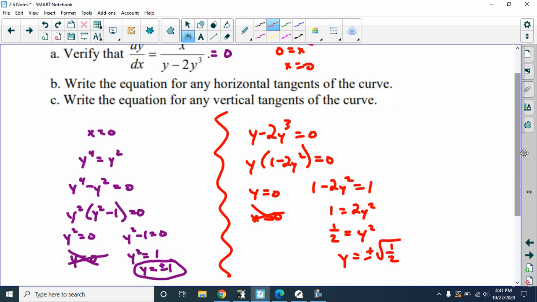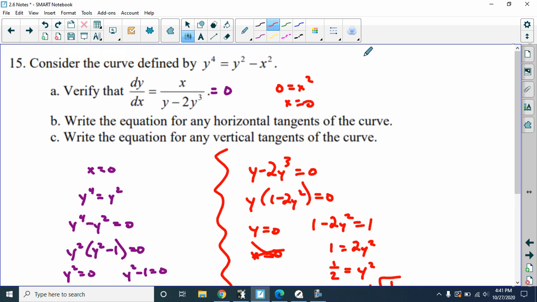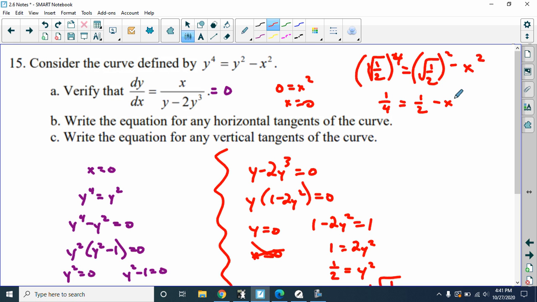And then plug in this. So square root of 1/2. So if I plug that in, square root of 1/2 to the 4th equals square root of 1/2 squared minus x squared. So if I square this, it cancels, and then square it again gives me 1/4. One half minus 1/4 is 1/4. We get x equals plus or minus 1/2. So our vertical tangent lines are x equals plus or minus 1/2.